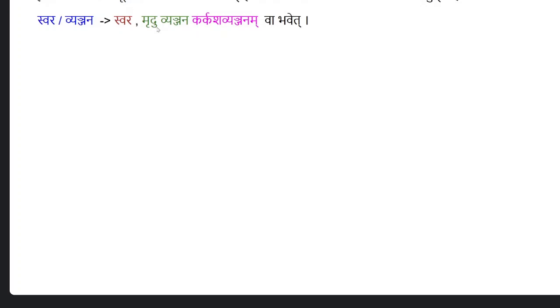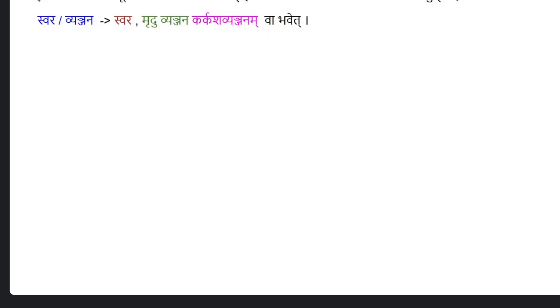See, mrudu vyanjana will have third, fourth, fifth letter, also sha, saha. And karkasha vyanjana will have first and second letter of all the vargas, and mrudu vyanjana will have yara, lava. Karkasha vyanjana will have shasha, saha. That means we have completed everything, vargiya vyanjana and avargiya vyanjana, in this mrudu vyanjana and karkasha vyanjana, and we also have swara. So any akshara that can come next to it either has to be a swara or a vyanjana. That means it can be a swara, mrudu vyanjana, or a karkasha vyanjana. Agreed? It cannot be anything other than this.